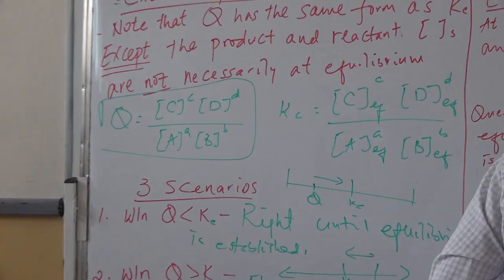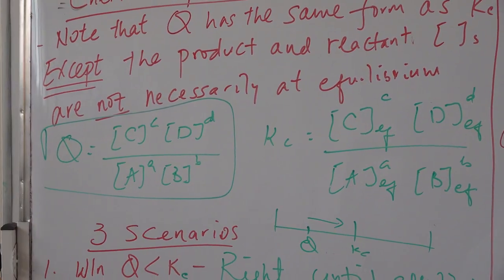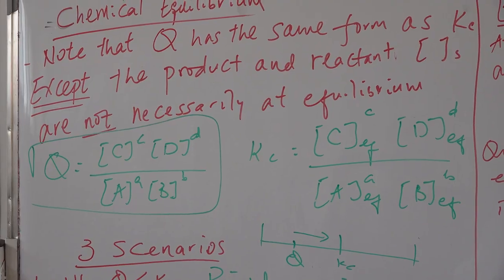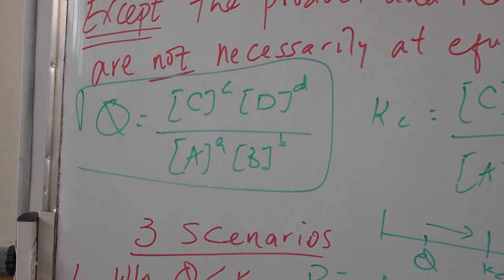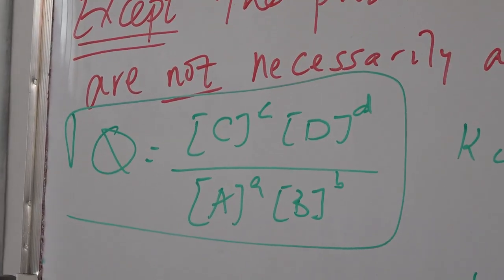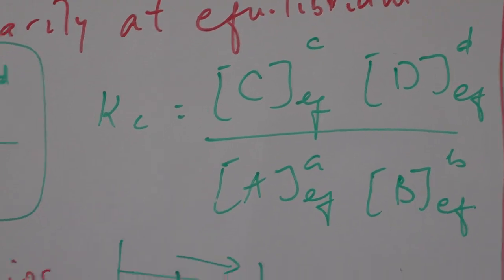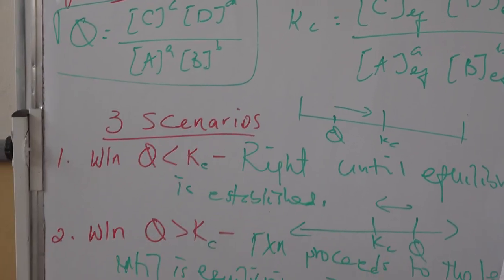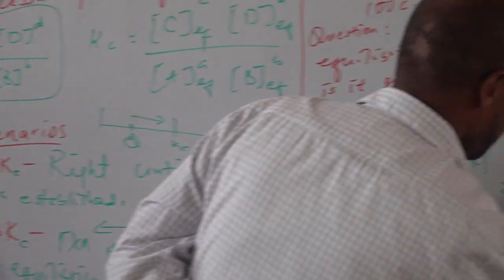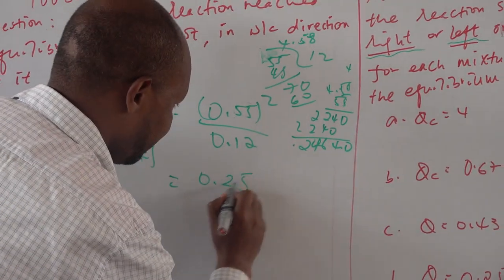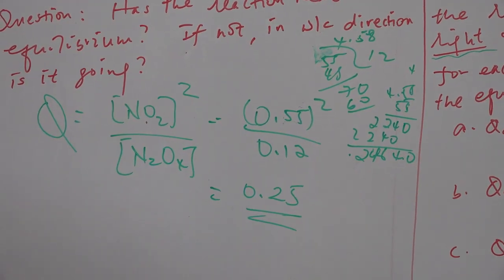Okay, 4.58 times 55... Right, now, okay, exactly. So 0.25 is the answer. This is the value of Q.